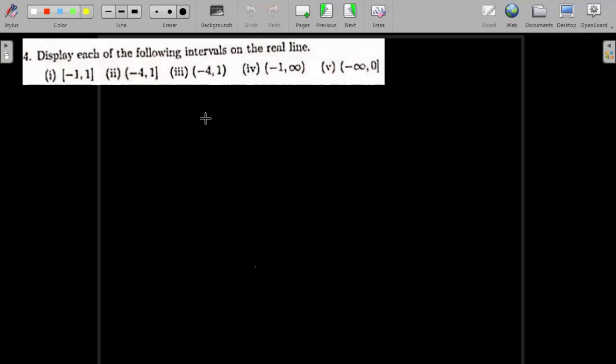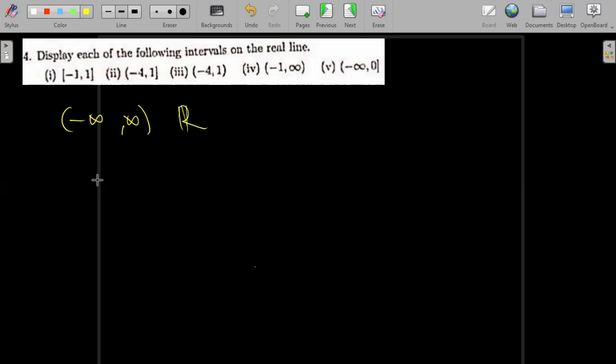With these ones, they are easy. What you do, they're telling you to display these on an interval on the rule line. And by the rule line, you must understand they're just talking of a number line. The number line goes from negative infinity to positive infinity, because this time they're just talking of the real line, like in general, the set R of real numbers.